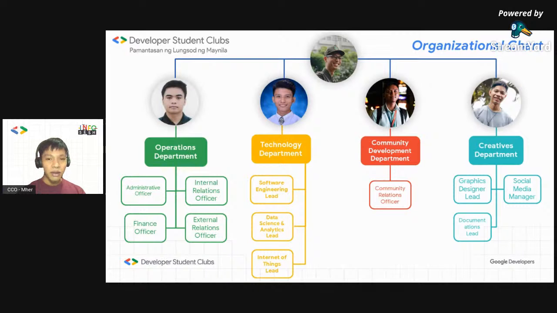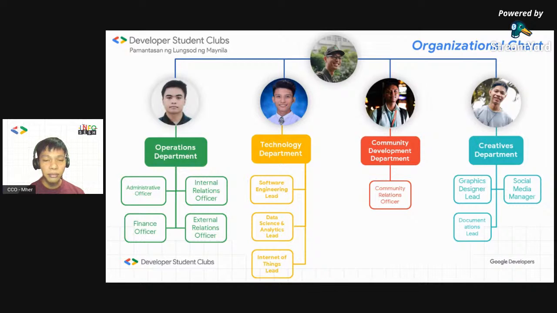Second, we have the social media manager. He or she is the one responsible for managing all the social media channels such as Facebook, YouTube, and our LinkedIn accounts. Also, in charge in planning, implementing, managing, and monitoring the organization's social media strategy in order to increase the brand awareness and improve marketing strategies. So, yung last natin is the documentation lead.